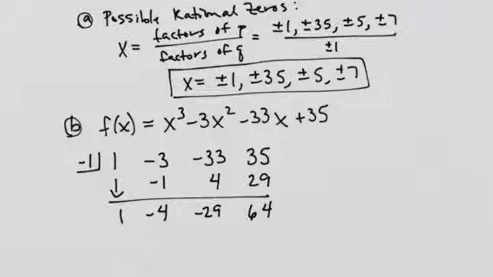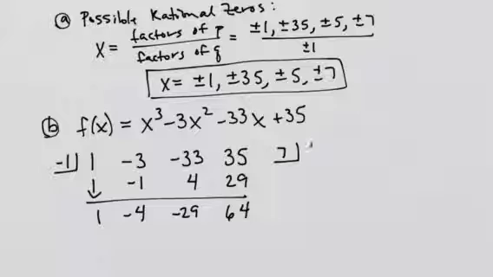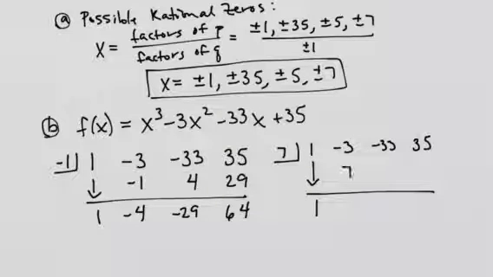So let's say we chose the number 7. We would do synthetic division again using the number 7. So we would have the 1, -3, -33, 35. Bring down the 1, multiply to get 7. Subtract to get 4, multiply to get 28. Subtract because our signs are different and get -5. Multiply to get -35. This time we get a remainder of 0, which tells us that x equals 7 is a 0, but it also tells us that x minus 7 is a factor.